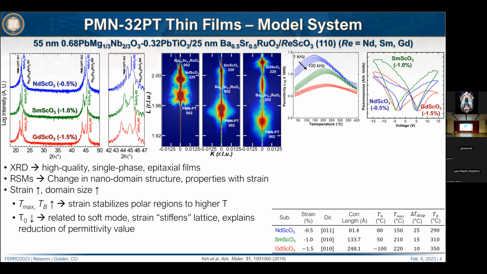Now, we also did some initial studies of the piezo response for these materials. And what we saw is that in the intermediate strain state here, we saw a slightly enhanced piezo response relative to the other ones.